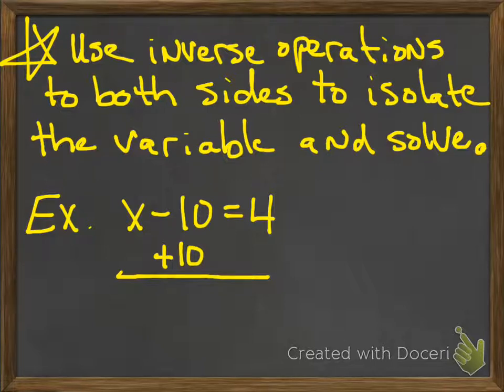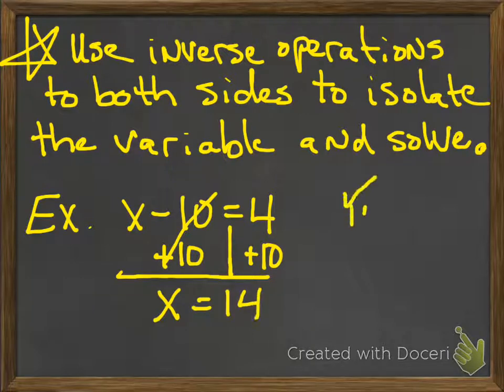Okay, so we get rid of the 10, but if I do it on one side of the equal sign, then I need to do it on the other side of the equal sign. So if I did it on the left, I have to do it on the right. So you're thinking of this as a divider. Then the minus 10 and the plus 10 would cancel out, leaving me just x. And then 4 plus 10 is 14. So there's my answer.